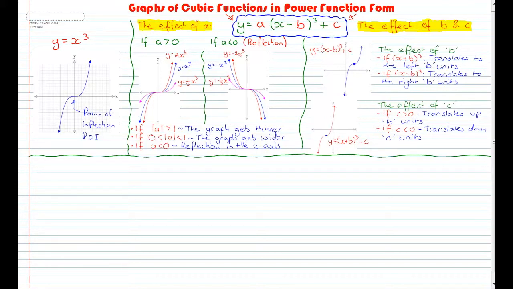And what that means is there's been a reflection in the x-axis. That is, all of these sections that you can see here have actually been reflected up to there. And all of the sections that you can see here have been reflected down to here.